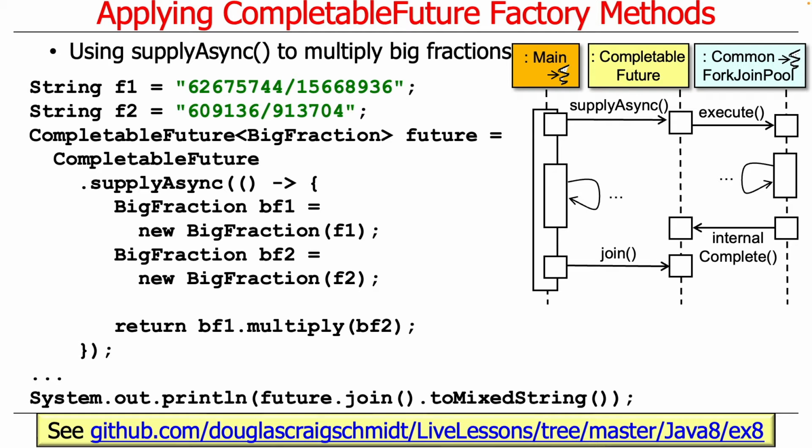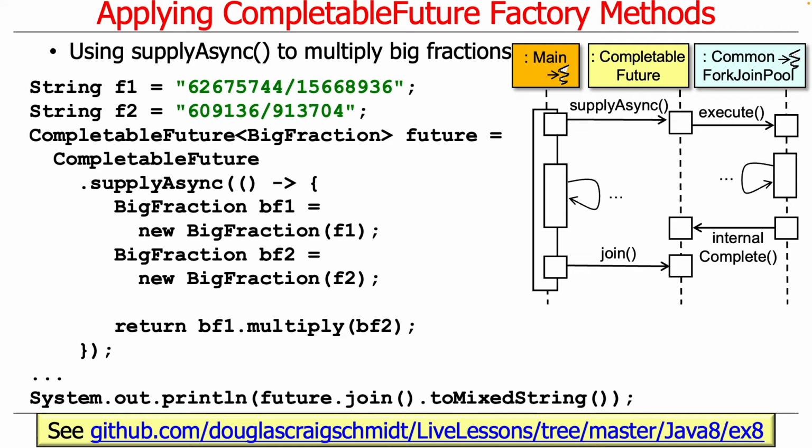So this will be a variant of what we've looked at before. We're going to use supplyAsync to initiate the multiplication of two big fractions. We looked at something similar earlier when we looked at using those basic Java completable future features. But in that case, we explicitly created a thread and completed the incomplete completable future. And now we're going to use the supplyAsync factory method, which will make the whole thing more integrated and satisfying in a lot of ways.